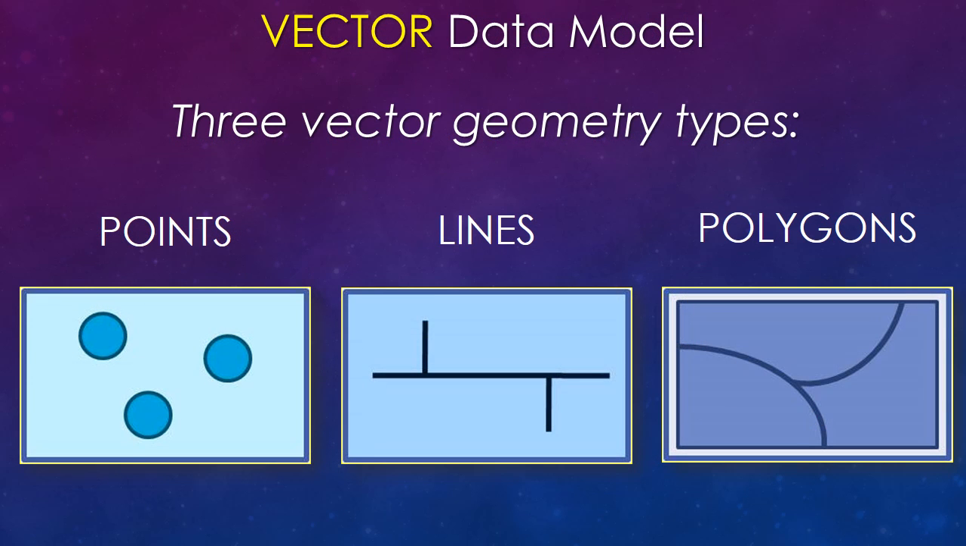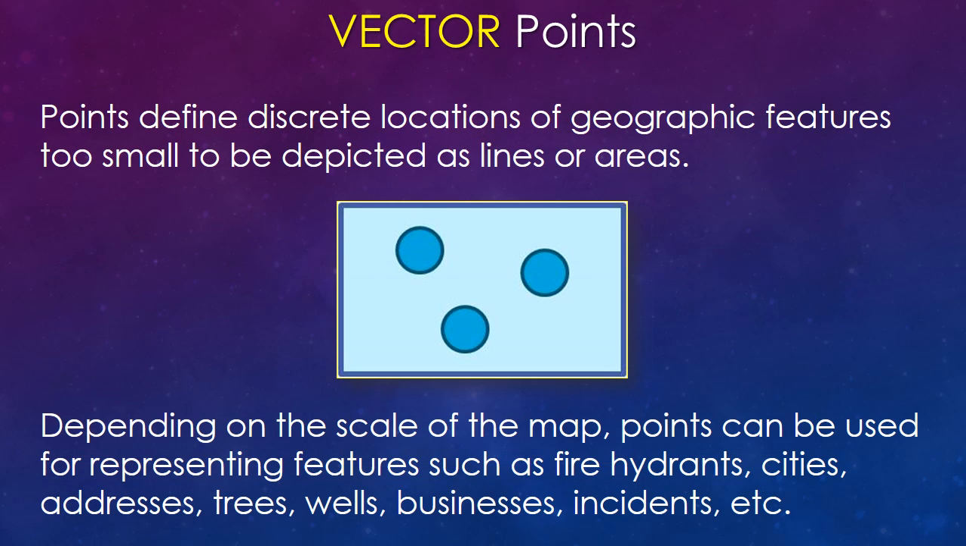The vector data model consists of three main geometry types: points, lines, and polygons. Vector points. Points define discrete locations of geographic features too small to be depicted as lines or areas. Depending on the scale of the map, points can be used for representing features such as fire hydrants, cities, addresses, trees, wells, businesses, incidents, etc.